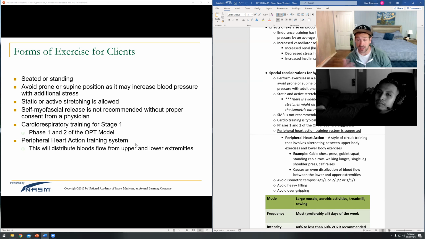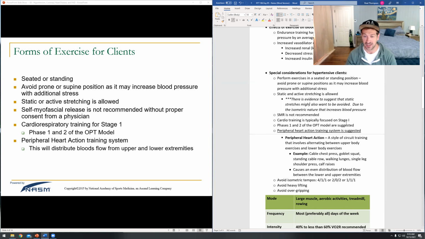I've read a lot of stuff that says that static stretches are part of that. So big, long 30-second hold stretches are not really recommended for clients with hypertension. Instead, you can do active stretches, right? Stretch for about 2 seconds, then let the tension off 2 seconds and then relax. That's going to be a little bit of a better option in my opinion. However, it doesn't actually say that in this book. And then SMR is not recommended. We don't want to do that because we're already having blood pressure problems. We don't want to pinch any of those vessels closed.